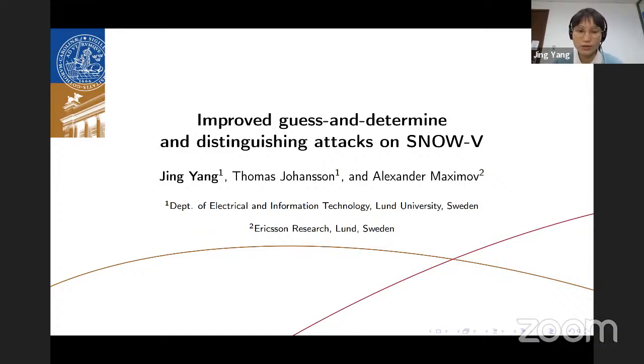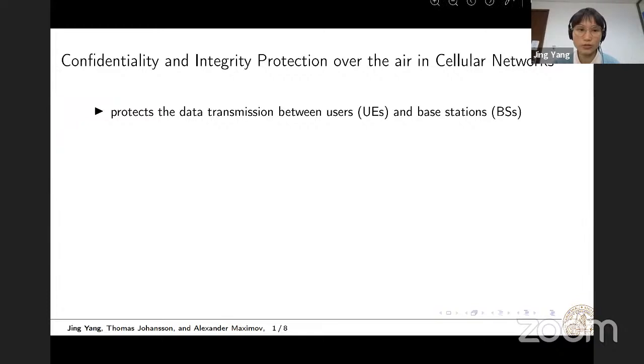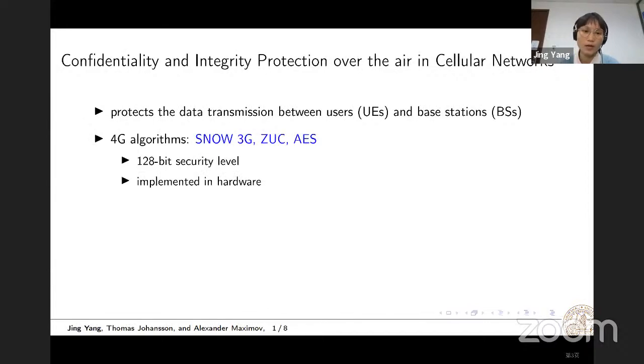Thank you for the introduction. Hello, everyone. My name is Jin Yang. I will give a short introduction to our work, Improved Guess and Determine and Distinguishing Attacks on SnowB. I would like to start with confidentiality and integrity protection over the air in cellular networks, which protects the data transmission between users and base stations by encrypting and authenticating the data. In 4G, there are 3 such algorithms, which are Snow3G, Zuc, and AES. They are all used to provide a 128-bit security level and are usually implemented in hardware to provide high speed.